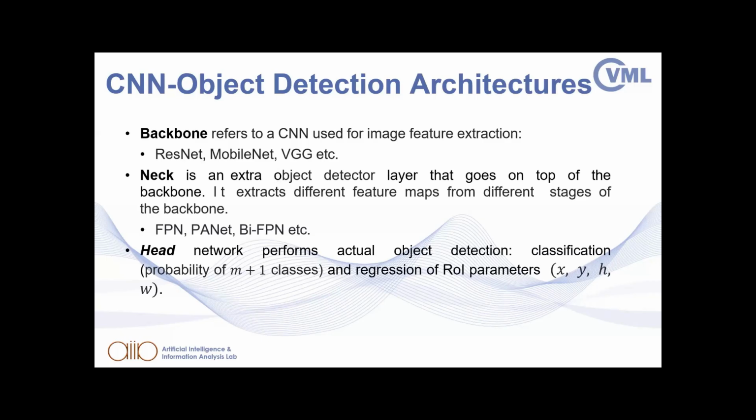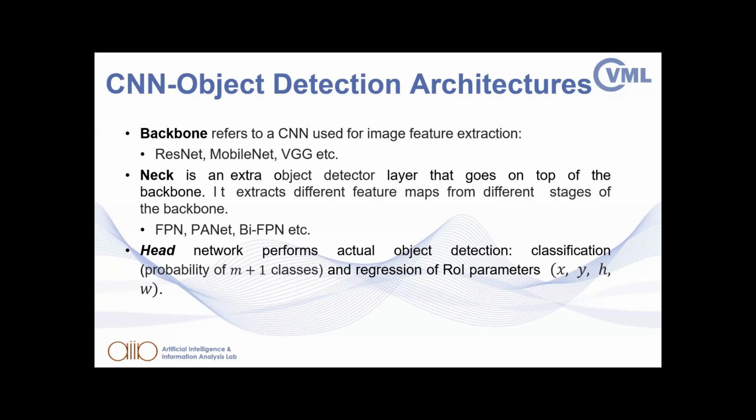Here we have the components of CNN-based object detection architectures, and it has three parts. The first part is the backbone, which is a foundational CNN used for extracting image features, for example, edges, textures, or patterns. Common backbones are ResNet and its variations, MobileNet and VGGNet, which are pre-trained on large datasets like ImageNet, and they capture meaningful features.